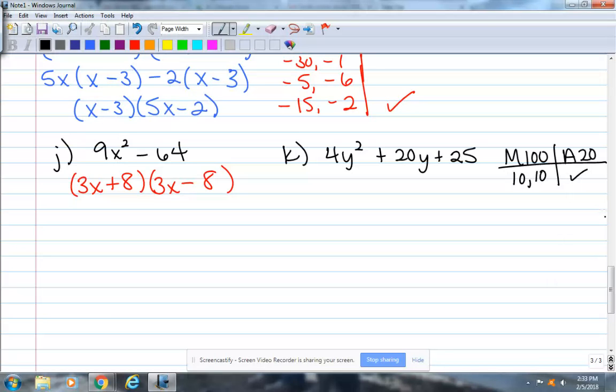Long way or short way? Long way. What's the short one? You just go straight from table to answer. So if this was the answer, you just say y plus 10 and y plus 10. But it's got a 4, so we can't do that. 4y squared plus 10y plus 10y plus 25.